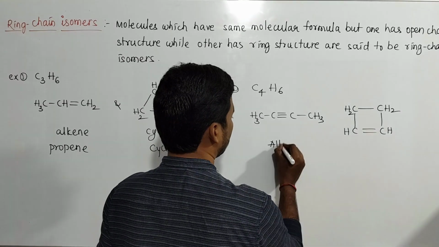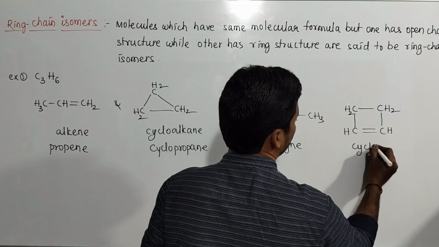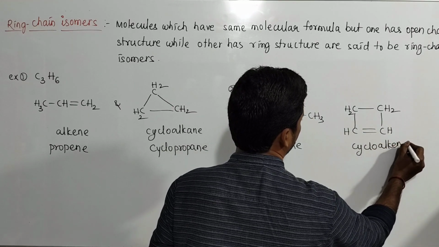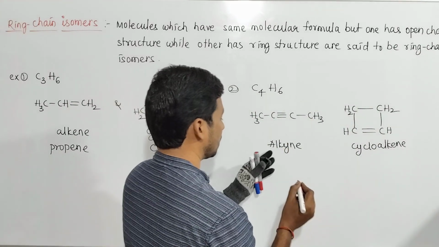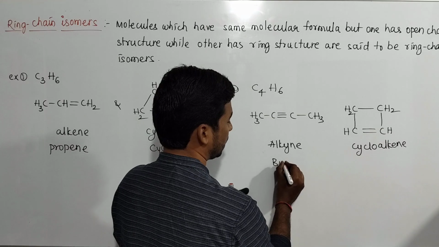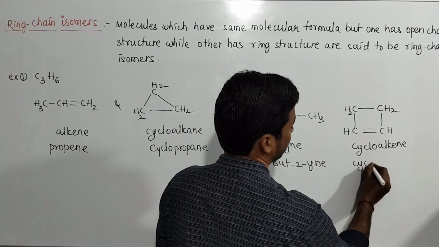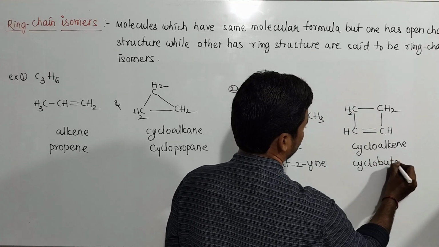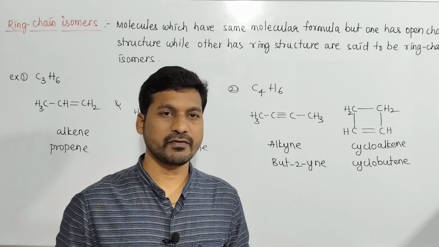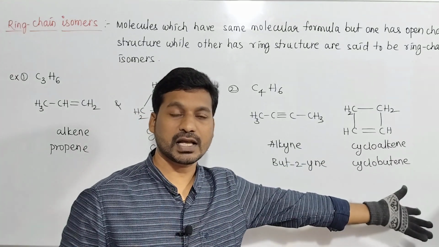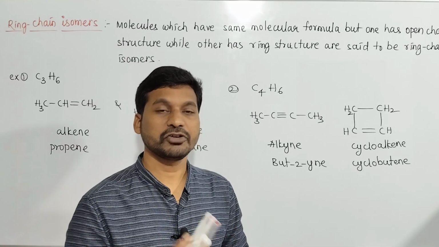That means alkyne and cycloalkene, double bond present in the cyclic ring, cycloalkene. 4 carbon atoms, so butane, but plus 2-yne, butyne, and cyclobutene, these two also are ring chain isomers. We have to verify one thing only. One has an open chain, the other has a cyclic structure, but the molecular formula is the same. Such isomers are called ring chain isomers.